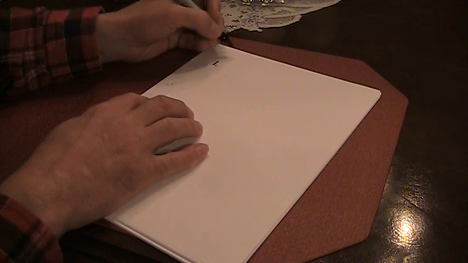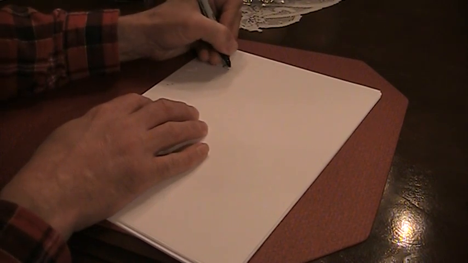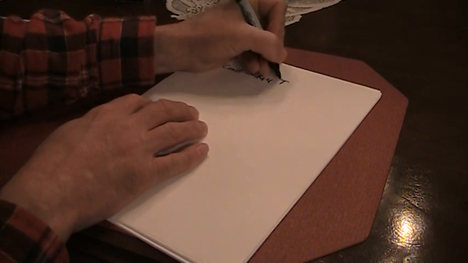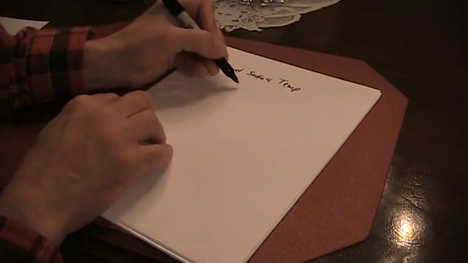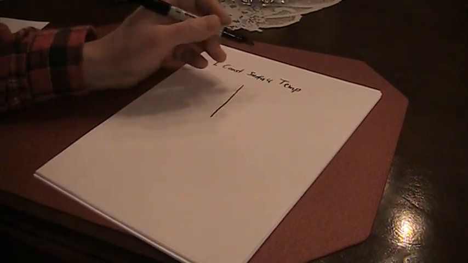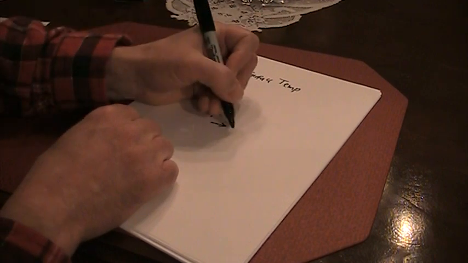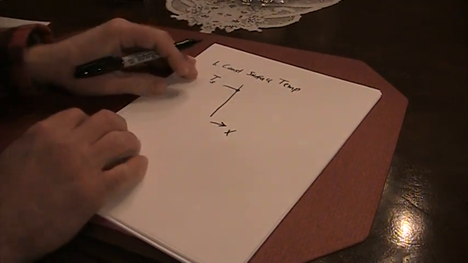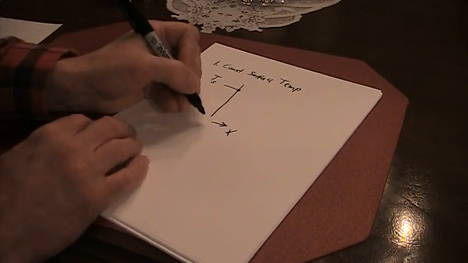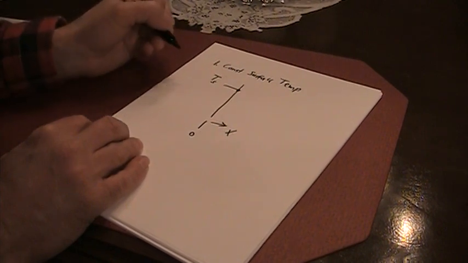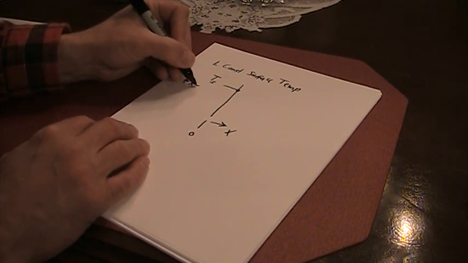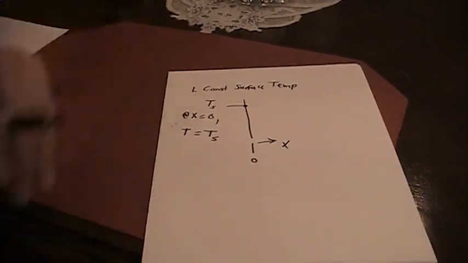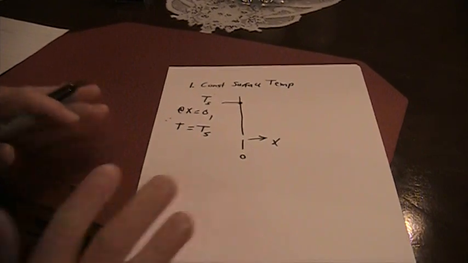One would be a constant surface temperature. So we'll just say constant surface temp. Okay, so if you have a border here, an object, let's say this direction is X. If this temperature is constant, we'll call it TS, then the boundary condition would just be at X equals 0, comma, the temperature is just equal to TS. The temperature is constant.